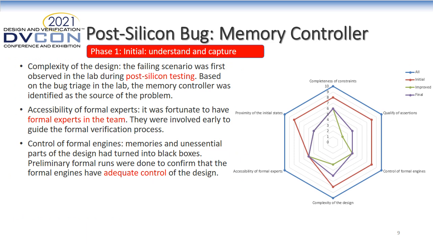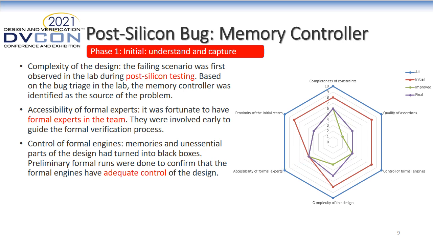So in this case, the SoC design failed in the lab during post-silicon testing. It was bad, but after some testing, the memory controller was identified as the source of the problems. Now, in this case, they are fortunate to have formal experts in the team, so they were involved earlier on in the formal verification process. As you can see, by having formal experts in-house, they can quickly optimize the success factors.